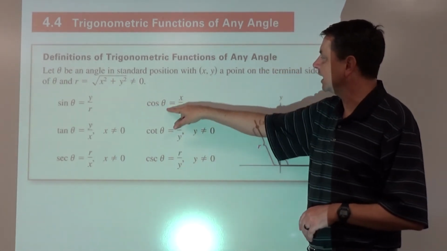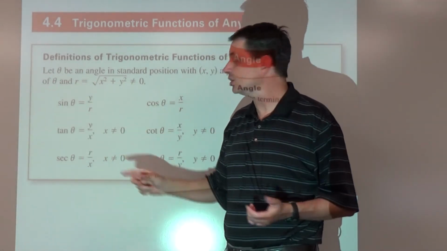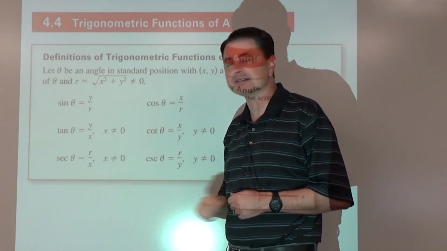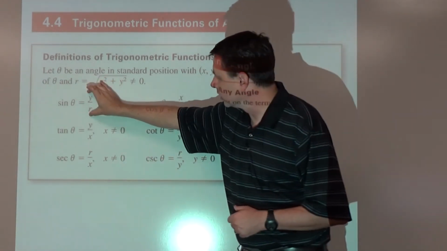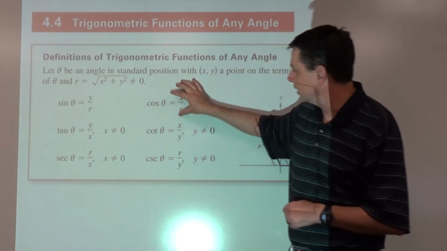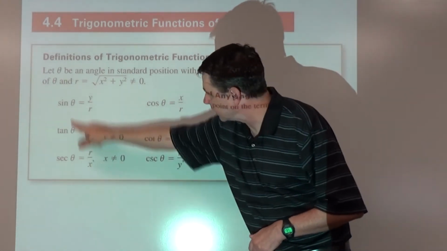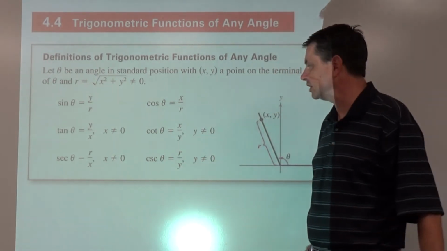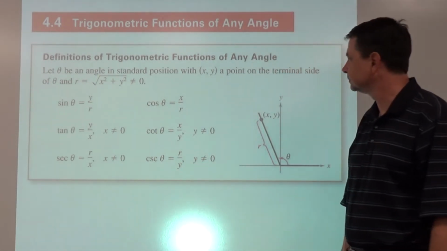Cosine of theta is x divided by r. Tangent of theta, because it's a ratio, is still just y divided by x, as long as x is non-zero. Reciprocal here. Flip that one to get secant, and that one to get cosecant. Kind of threw me off with the order that they were placed there.